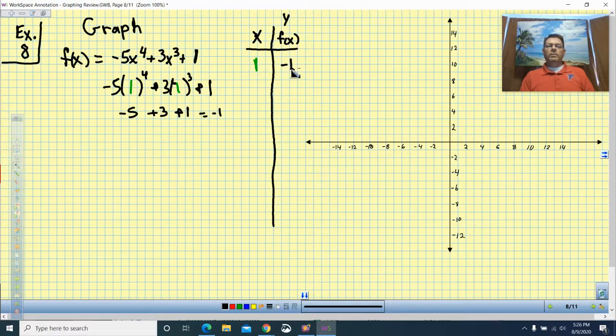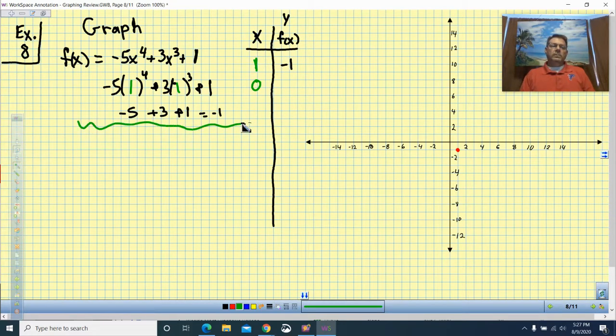So there's my first point, 1, -1. So I'm going to go over 1, down 1. There's my first point. Okay, now I'm going to plug in a 0. I just like plugging in 0. I like to use a positive, a 0, and a negative. That's how I kind of get started on things and just see what happens from there.